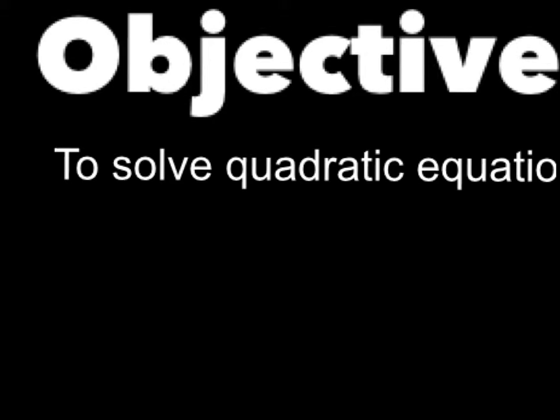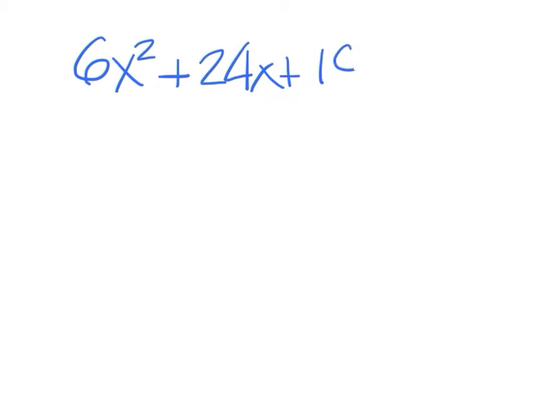The objective is still the same. This will be the last day. Tomorrow you will have a test to solve a quadratic equation by factoring where a does not equal 1. Here's an example. The problem is 6x squared plus 24x plus 18 equals 0.